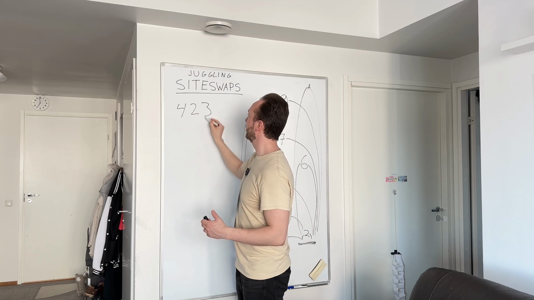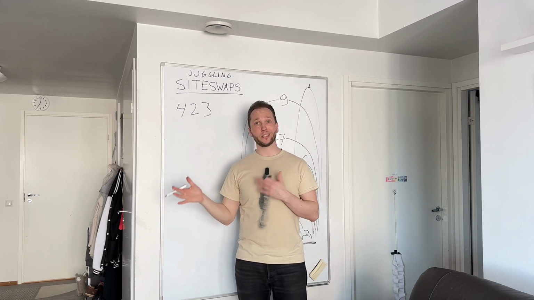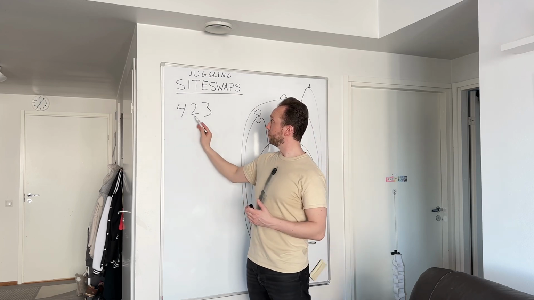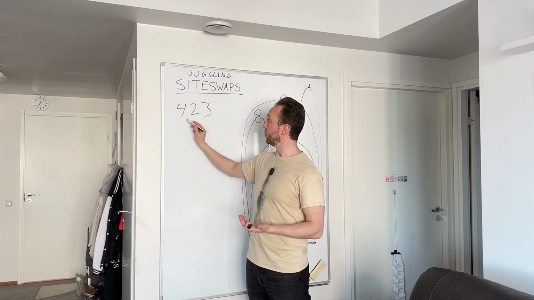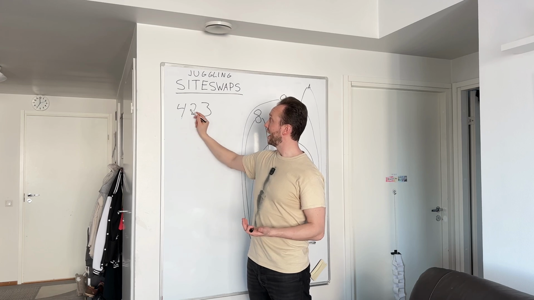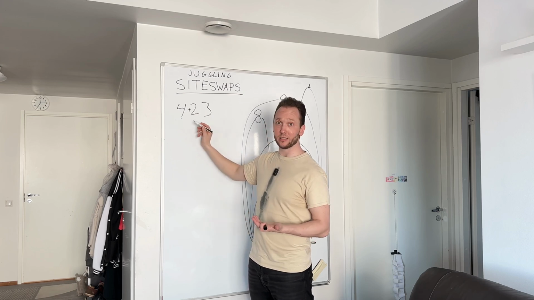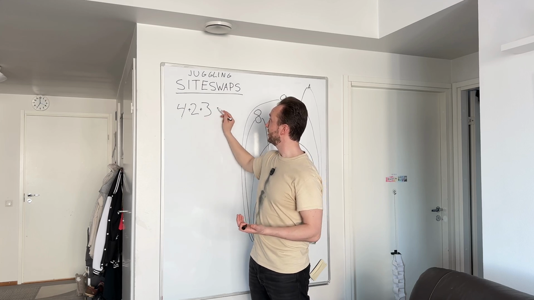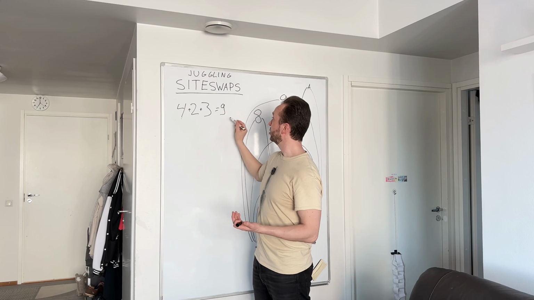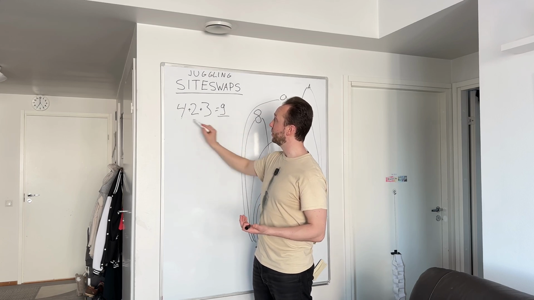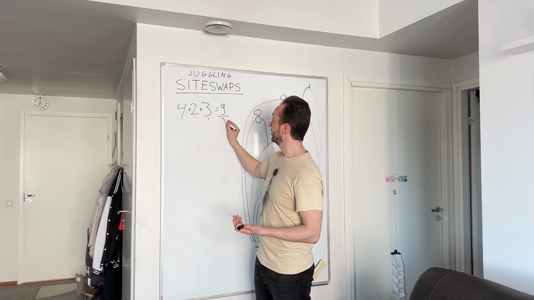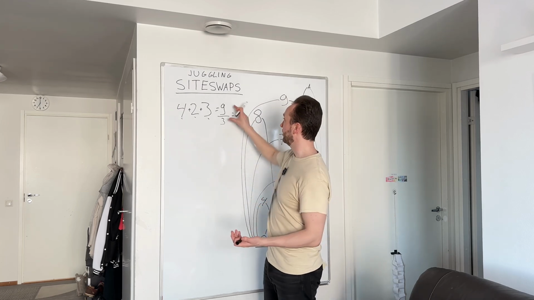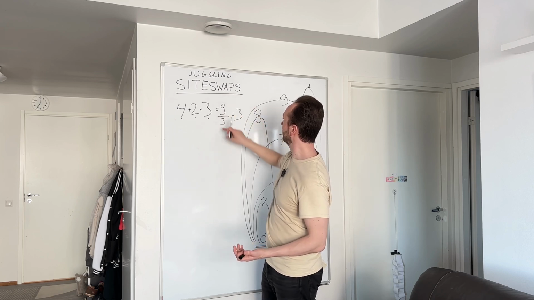4, 2, 3. The way that you count the side swaps and see how many objects you use is you add all of these together. So we have 4, we add it with the 2, so that's 6. Then we have 6 plus 3, okay? So that's a total of 9. So we divide the 9 by how many numbers there are. There's 1, 2, 3 numbers, and we get 3.